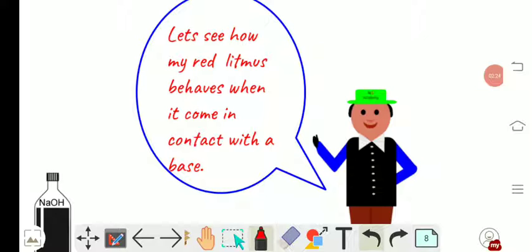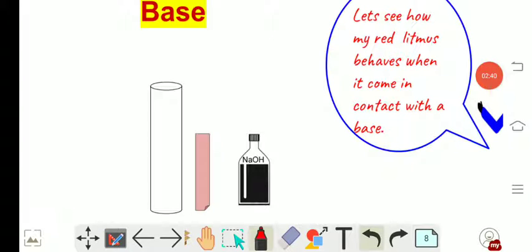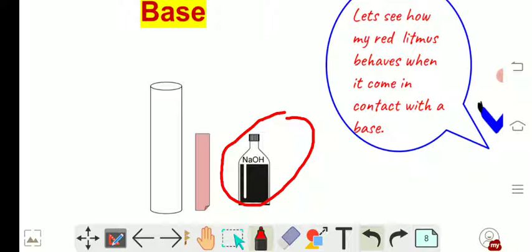Now what is our green hat wearing teacher telling? Let's see how my red litmus behaves when it comes in contact with a base. Friends, this is our chemical substance. We don't know whether it consists of sodium hydroxide or whatever, but we put this chemical substance into the test tube, and we try to dip this red litmus paper here.